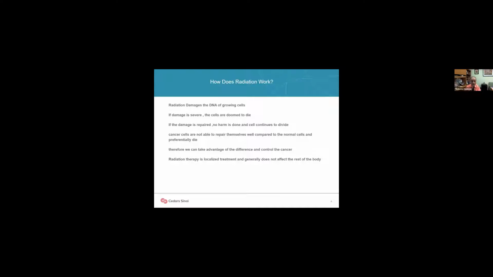Now, the cancer cells are not able to repair themselves as well as the normal cells. So over the few weeks that we do the radiation treatment, these cancer cells will die because they're unable to repair the damage that is done. We can also take advantage of this to do a better job of controlling the tumor.